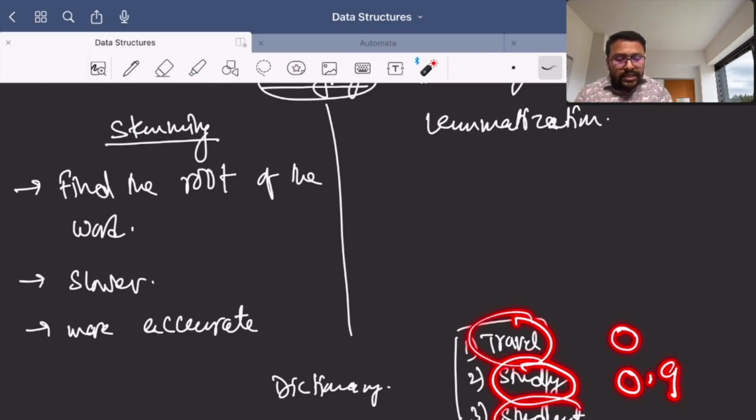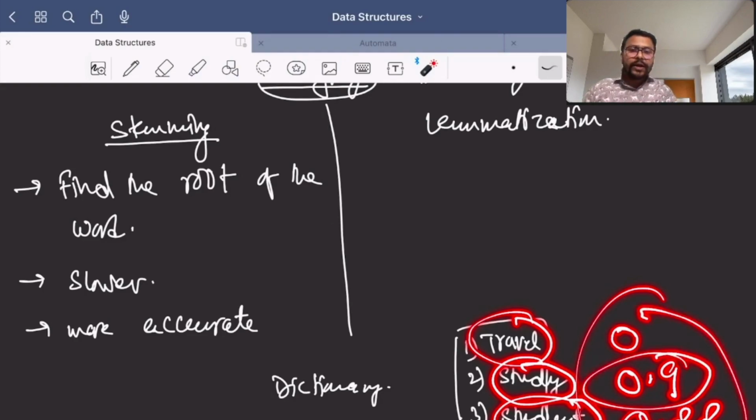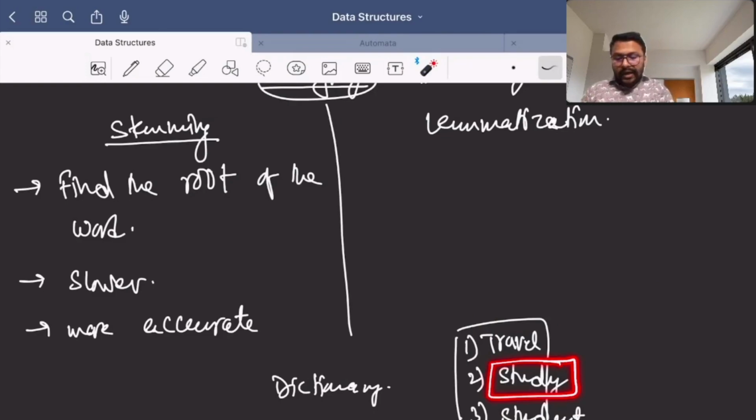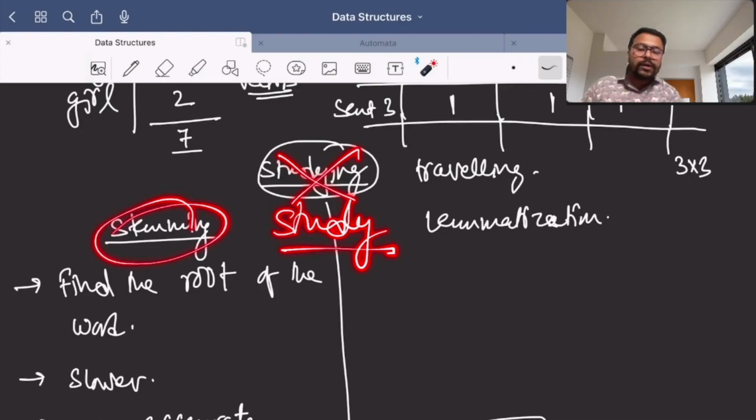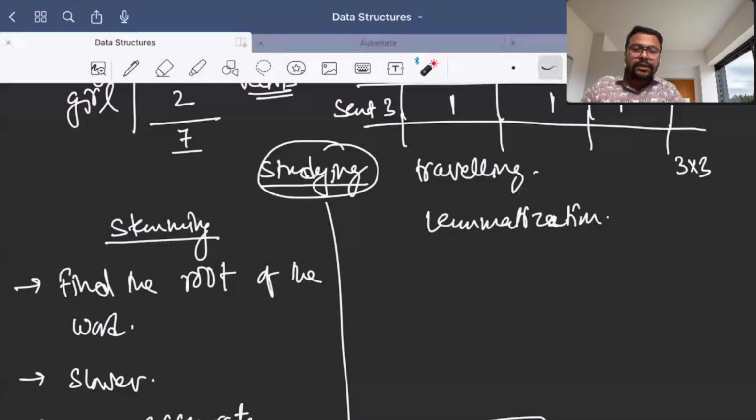If you match it with student, it will give you maybe 0.88. With city, it will give you let's say 0.01. With country, maybe 0.02. So now out of all these scores, the highest score is 0.9, and this 0.9 score is given by study. So it will replace studying with study. So this is how the root word is found using stemming.